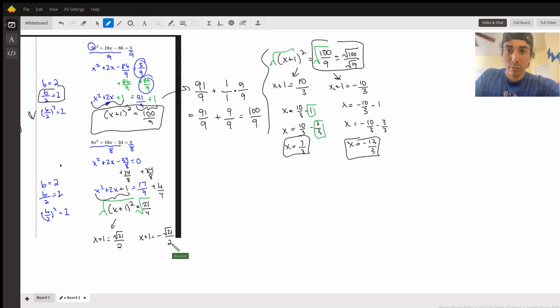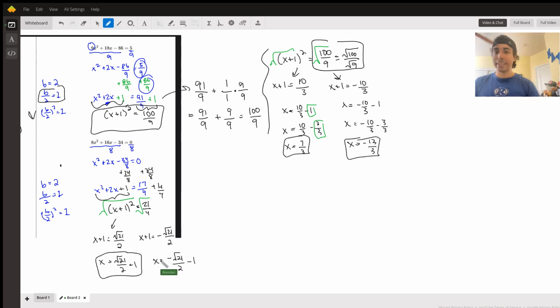And then we can subtract the 1 on both sides. So I've got x equals square root of 21 over 2 minus 1. And I've got x equals negative square root of 21 over 2 minus 1. All right. And there you go. So those are your two answers.